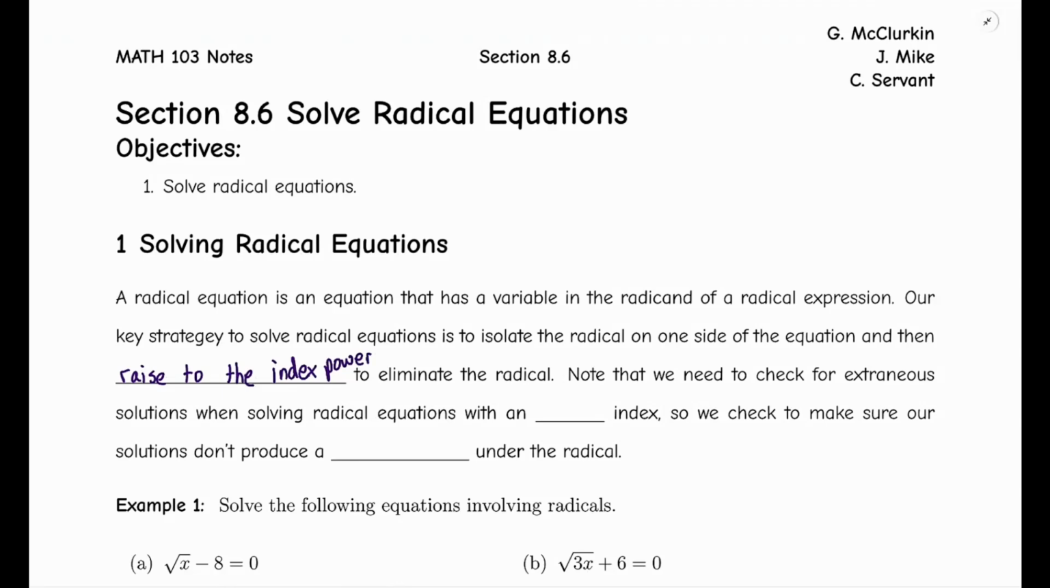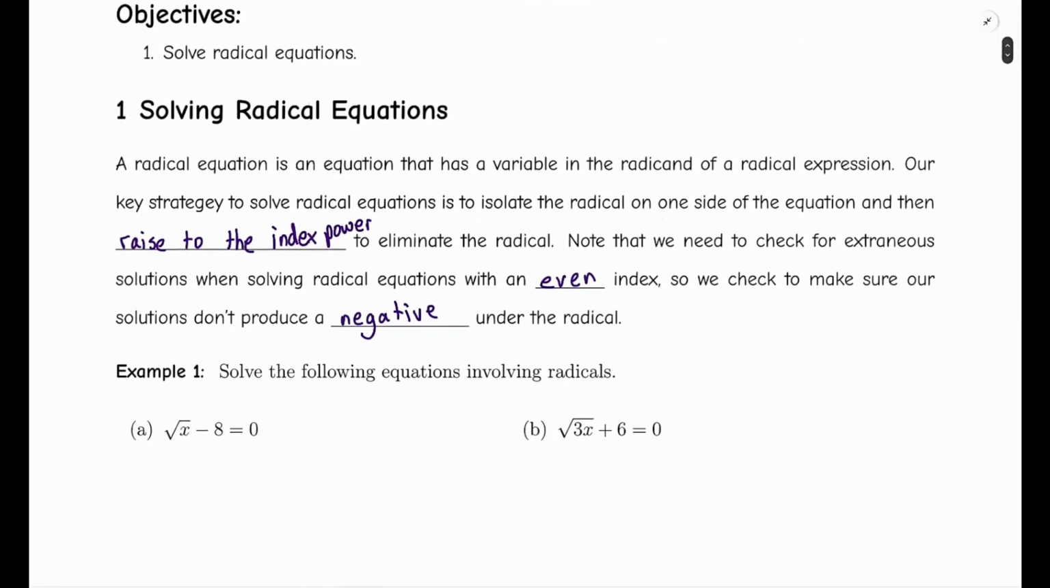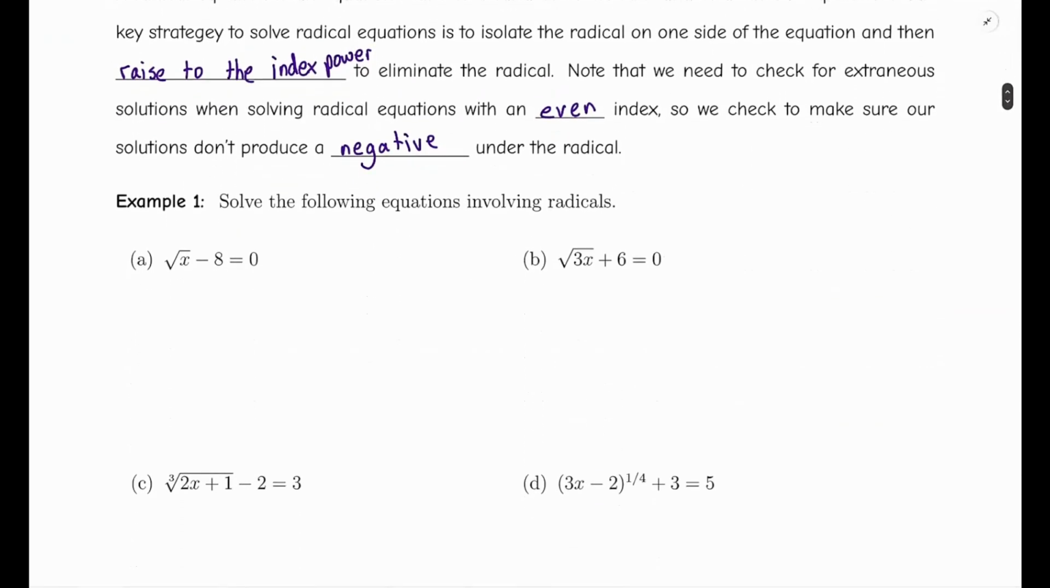to eliminate the radical. Note that we need to check for extraneous solutions when solving radical equations with an even index. So we check to make sure our solutions don't produce a negative under the radical. Example 1. Solve the following equations involving radicals.